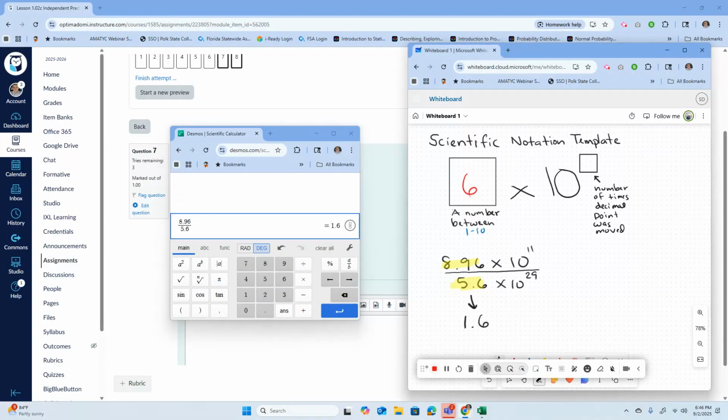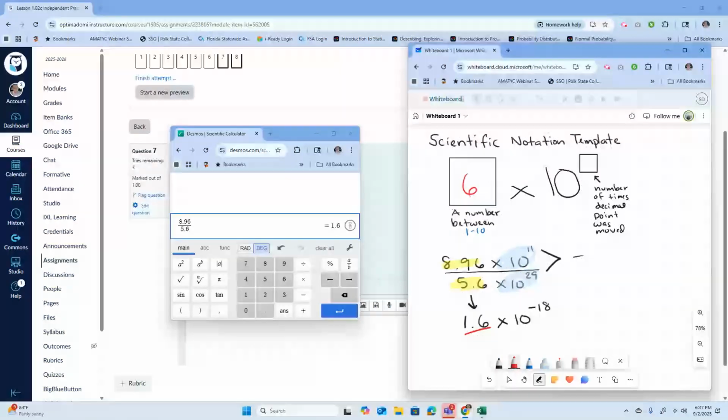And then I'm going to divide the powers of 10, the ones that I'm highlighting in blue. But how do you divide powers of 10? You're going to keep the 10. And what you're going to do with the exponents is subtract. So 11 minus 29, that will give me negative 18. And because the coefficient of my answer is between 1 and 10, so it fits here in the box, my answer is already in scientific notation. And that will be how I do problem number 7.